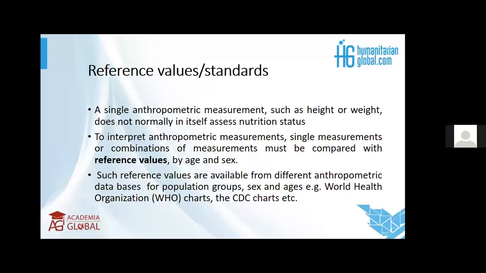Now, we will not have completed the definition of anthropometric measurements if we do not say that they are comparative body measurements. If we just have the measurement itself, it will not make sense, not unless we compare it to reference values. So a single anthropometric measurement, such as height or weight, does not normally by itself assess nutrition status. It has to be interpreted, that is, compared with reference values, by age and by sex. Such reference values or standards usually are sourced from databases which have already been worked on. Examples are the World Health Organization and the Center for Disease Control.